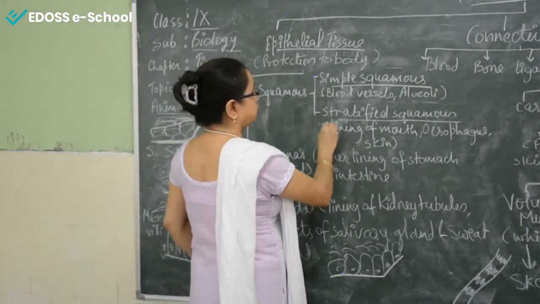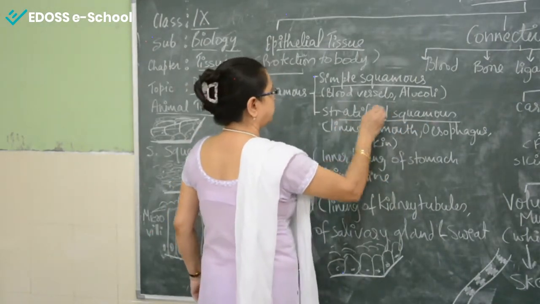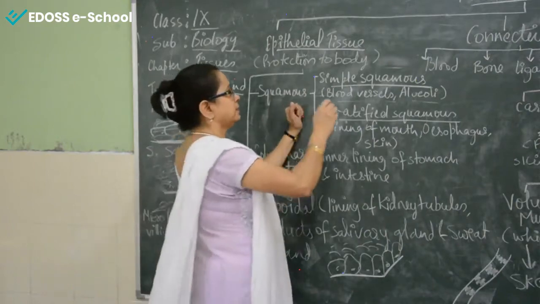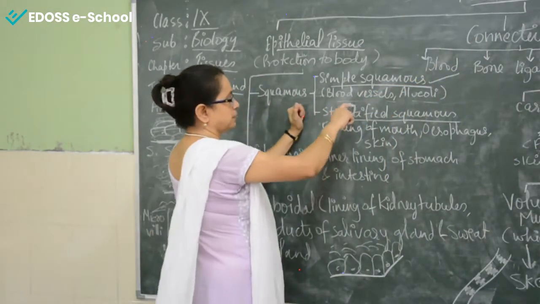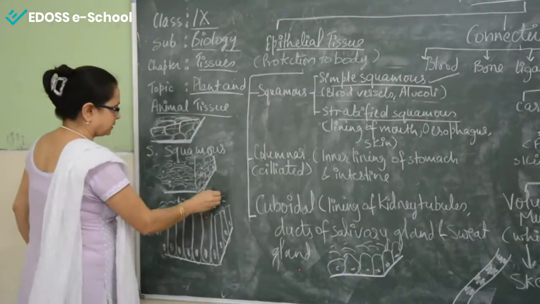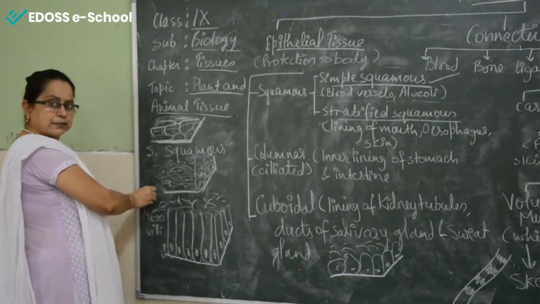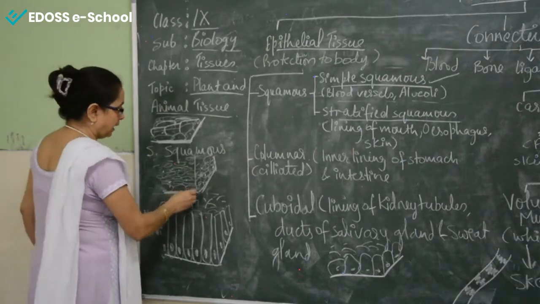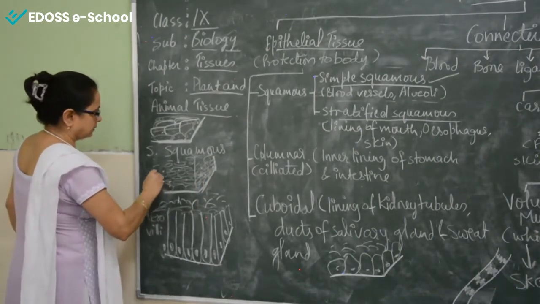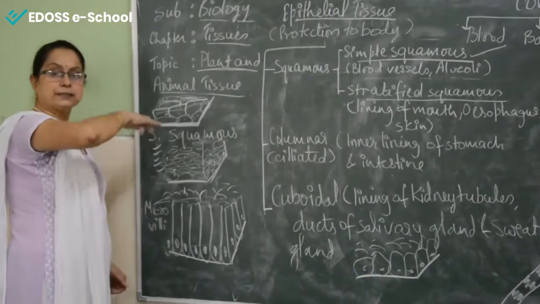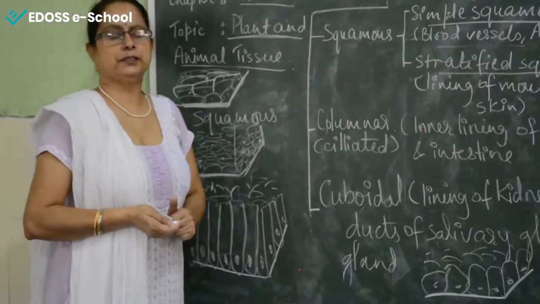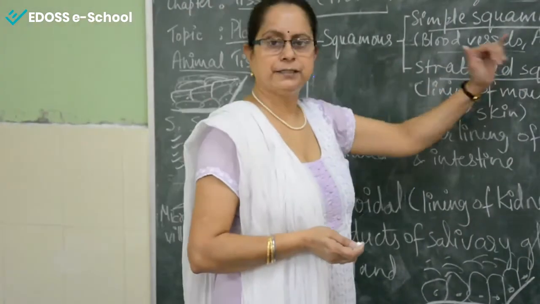Now, if we come to the stratified squamous epithelium, it is like simple squamous epithelium. What is the main difference? Simple squamous epithelium tissue is made up of a single layer, whereas this is the example of stratified squamous epithelium. It has one layer at the bottom, then the second, the third, the fourth, fifth, sixth, numerous layers. It is made of layers of epithelial tissue. That is why it is called stratified squamous epithelium.